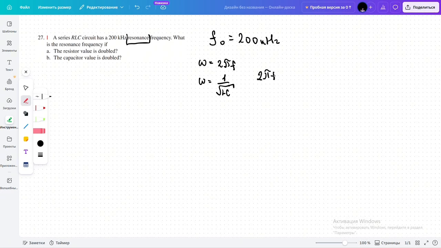2 pi frequency equals 1 divided by square root of LC, and here we can easily find the frequency, which is 1 divided by 2 pi square root of LC. So let me start using the PRADA model.